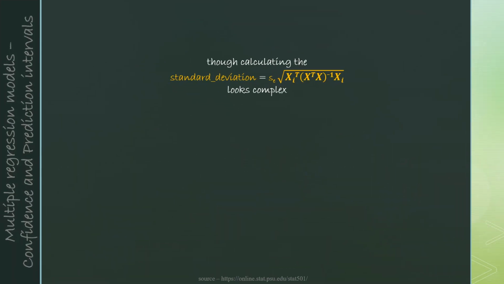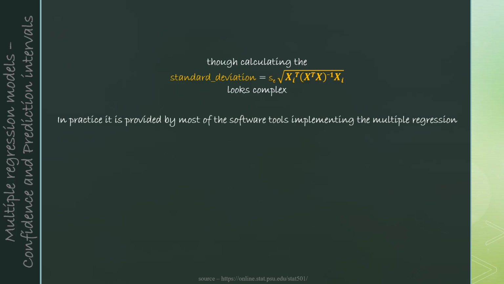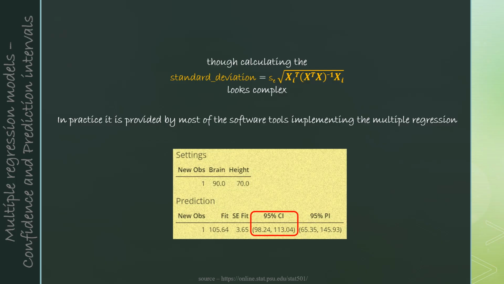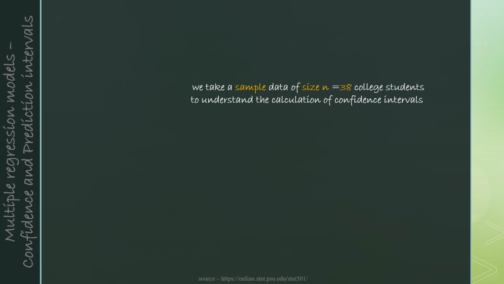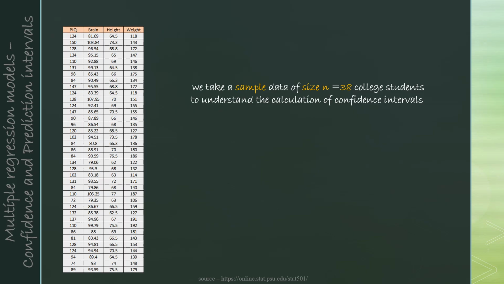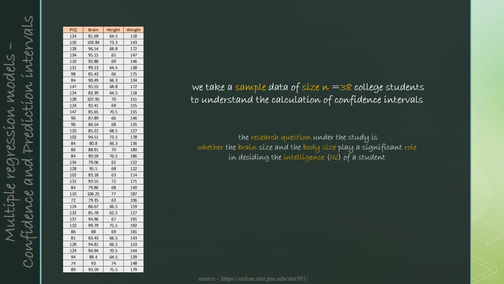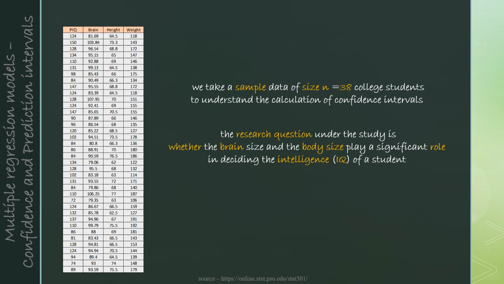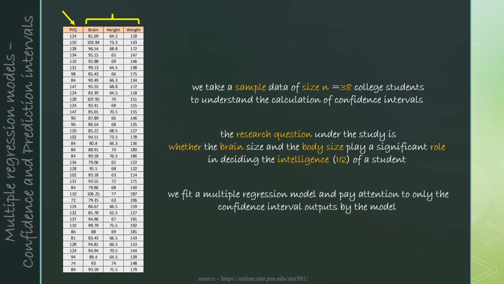Though calculating the standard deviation using this expression looks complex, in practice it is provided by most of the software tools implementing the multiple regression as shown in the snapshot below. We take a sample data of size n equals 38 college students to understand the calculation of confidence intervals and subsequently the prediction intervals. The research question under the study is whether the brain size and the body size play a significant role in deciding the intelligence IQ of a student. We fit a multiple regression model and pay attention to only the confidence interval and later the prediction interval outputs by the model.